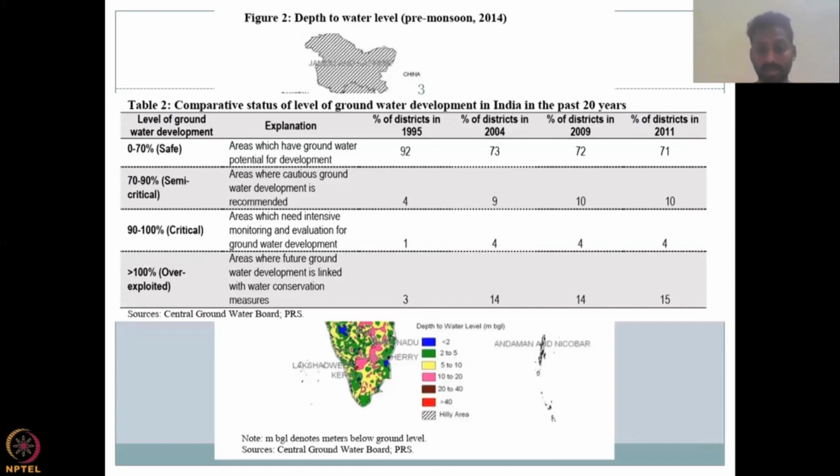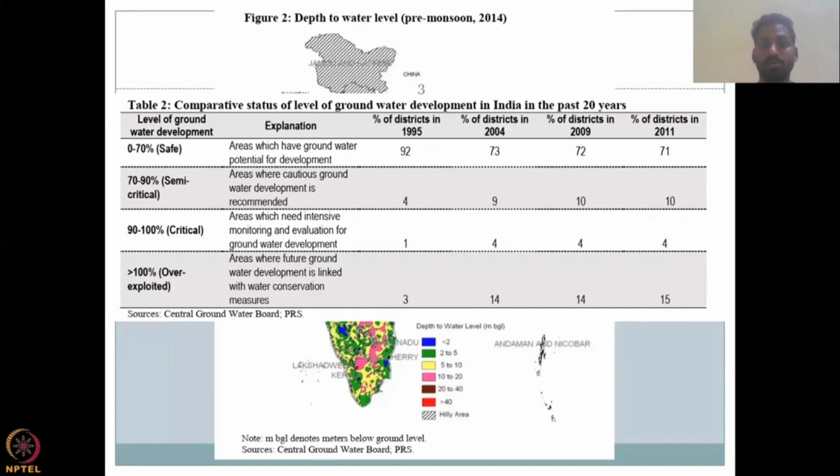Using this data, you will look at some indexes that are made by the Central Groundwater Board, which is given here. This is a comparative status of the groundwater development in India. If the level of groundwater use is 0 to 70%, which means annually, or during a water year, you're taking 70% of your groundwater, not more than that, it's considered safe.